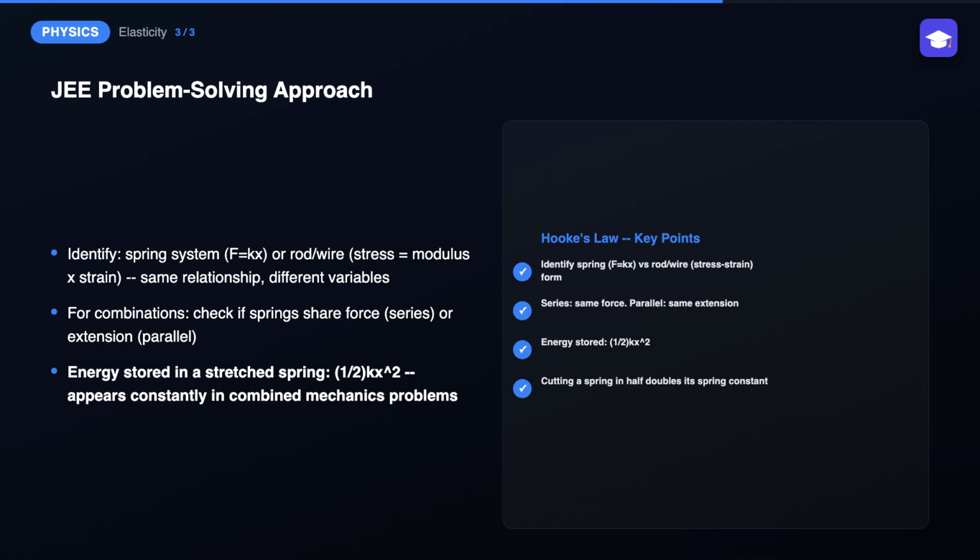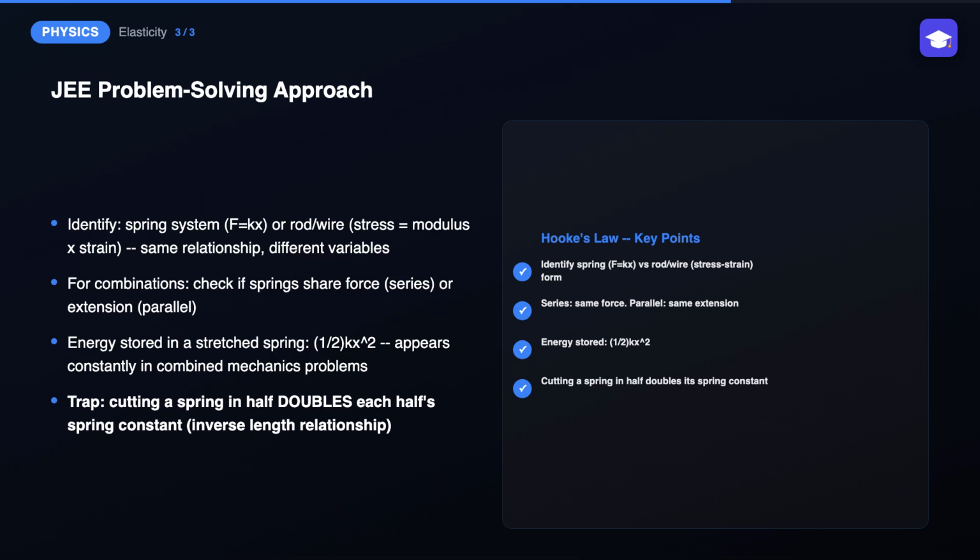A frequently tested trap, cutting a single spring into two equal halves doubles each individual half's own spring constant, since a shorter spring of the exact same material is proportionally stiffer. This specific inverse relationship between spring length and spring constant is commonly overlooked.